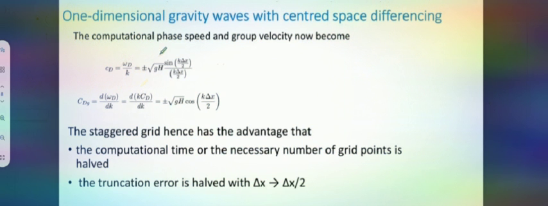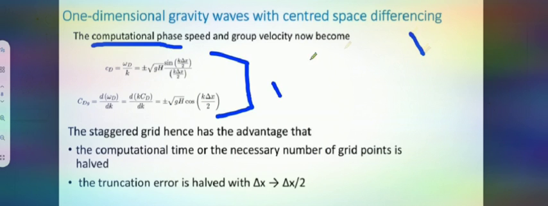And in this case, the computational phase speed and group velocity can be computed as the same thing. Instead of delta X, now K delta X by 2 it becomes. Both have the same formula, only you have delta X by 2. Therefore, the staggered grid advantage: computational time or the necessary number of grid points will be half. Definitely, see the total number of grid.